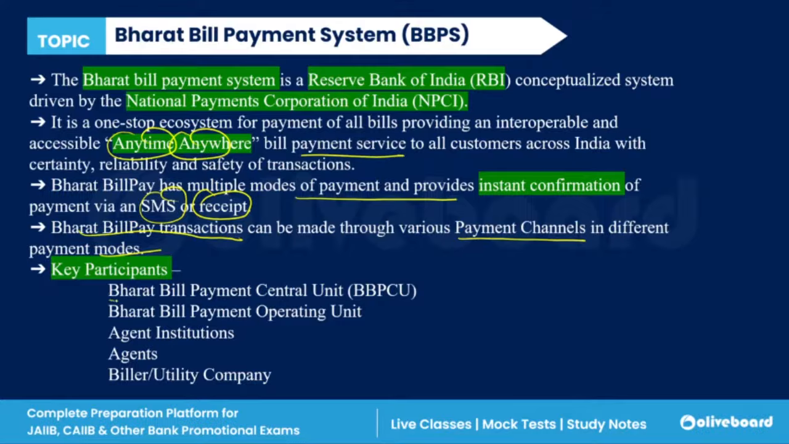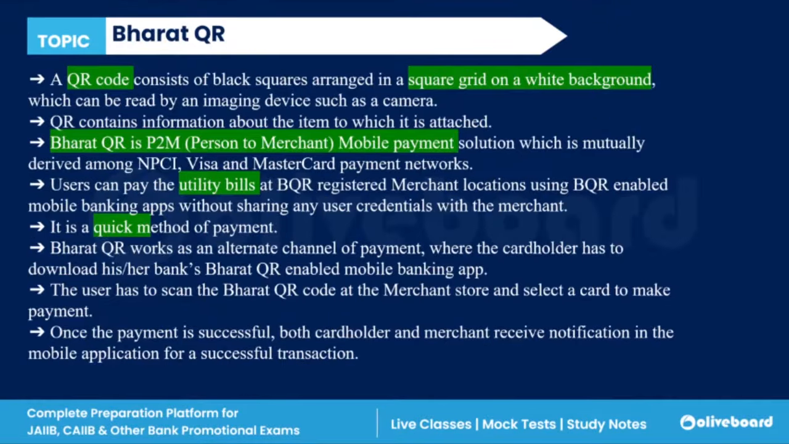The key participants are Bharat Bill Payment Central Unit, Bharat Bill Payment Operating Unit, agent institutions, agents, billers, and utility companies. So these are all the key participants in Bharat Bill Payment System. Clear? Done. So Bharat Bill Payment System, conceptualized by Reserve Bank of India but driven by NPCI, National Payment Corporation of India, is a one-stop ecosystem for the payments of all bills, and it can be accessed anywhere at any time. And it is done using instant confirmation.